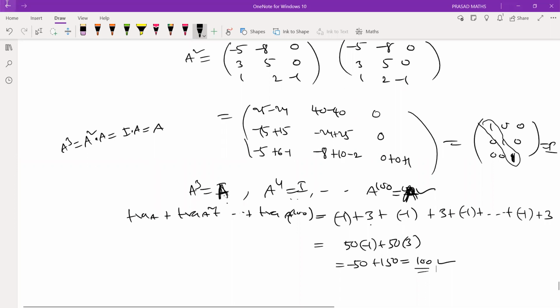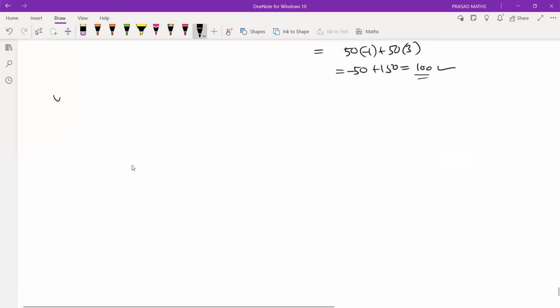Right. Next, I'm going to give some properties about the trace that are very, very important when I teach linear transformations. So trace is always linear. Look at the properties of trace.